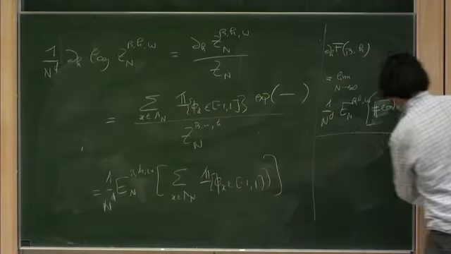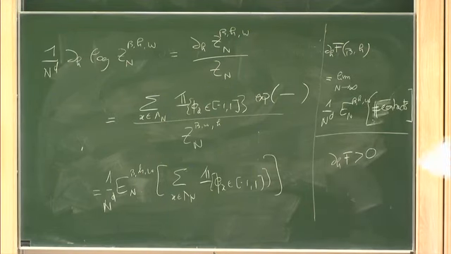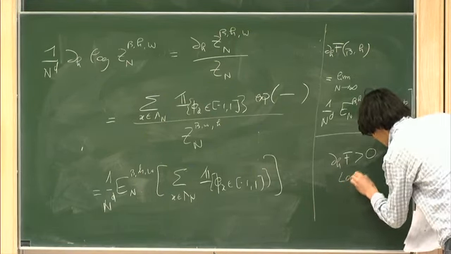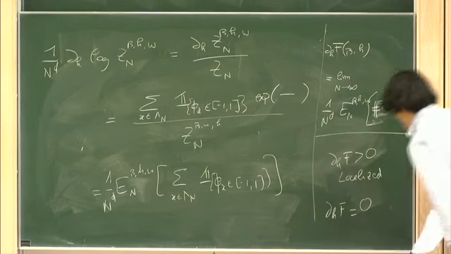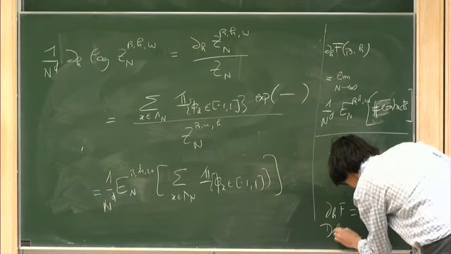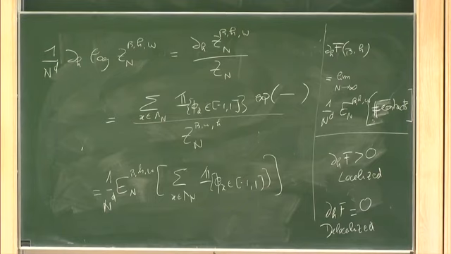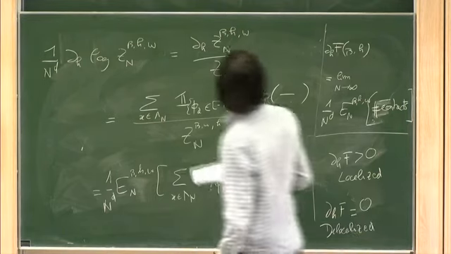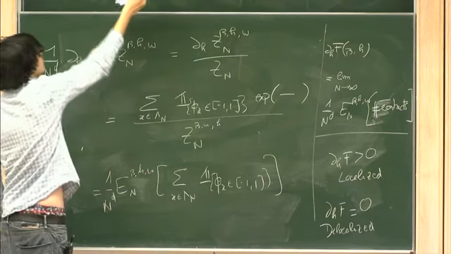So what we can deduce is that if this derivative is positive, then we are localized on the interface, whereas if it's equal to 0, we are delocalized. Is it clear that it's the same limit for every omega? Yes, it's part of this result. It's basically because the things are self-averaging, because it looks like a sum of independent random variables.